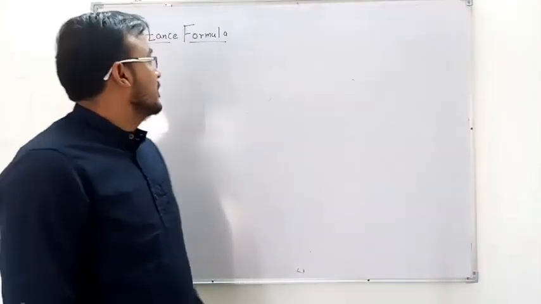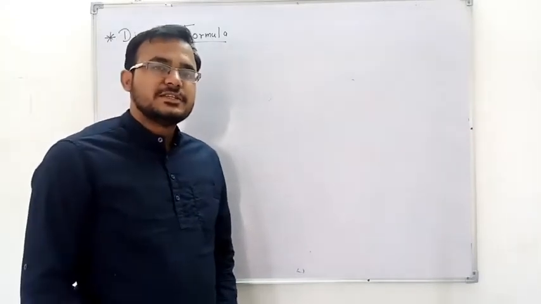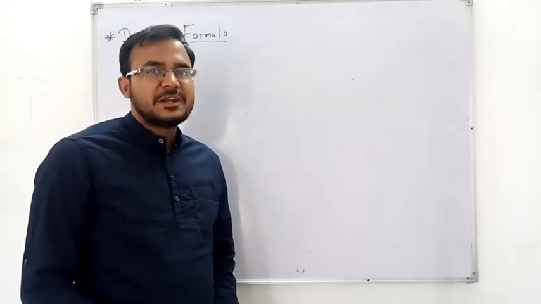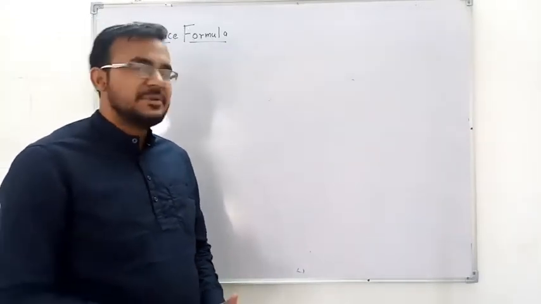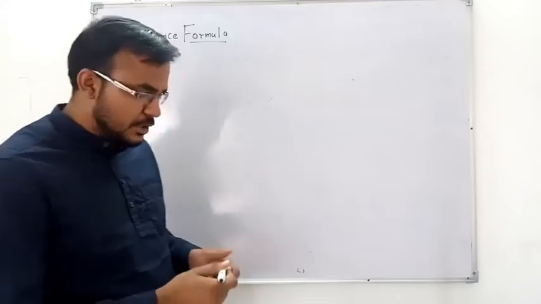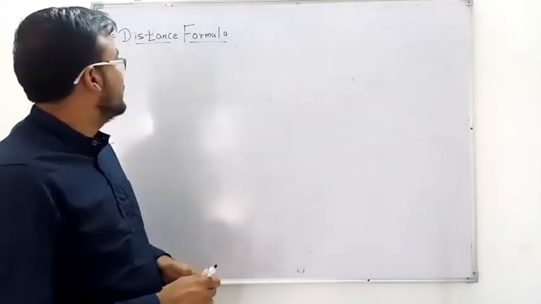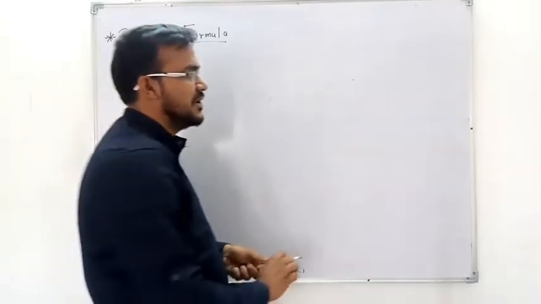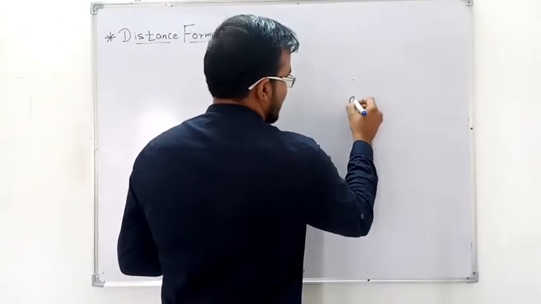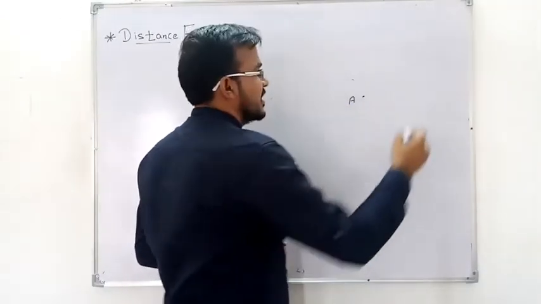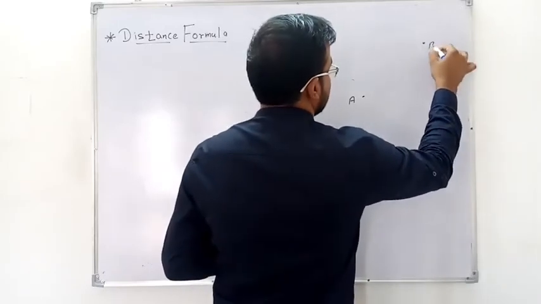Hello. The topic we are discussing today is the distance formula. It is a topic from class 10th mathematics, chapter number 7, coordinate geometry. To derive the formula of distance, let us assume there are two points in a plane. The first point is A and the second point is B.